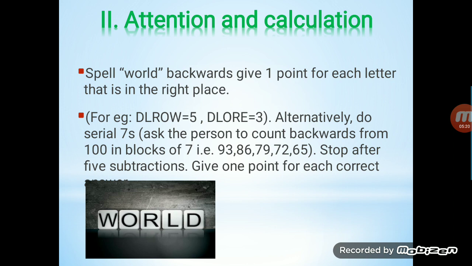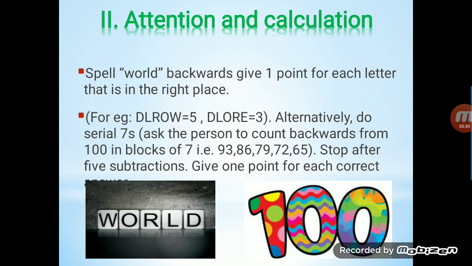So 100 minus 7 is 93, right? So again, 93 minus 7 is how much? And 86 minus 7 is how much? Like that. Till 5 subtractions, you have to go on from 100. Okay, so after 5 subtractions, you need to stop and give points for each correct answer.